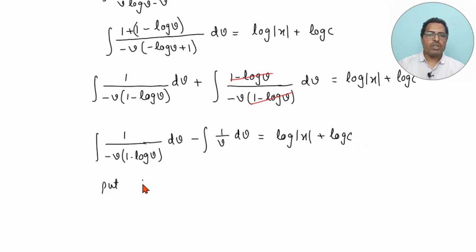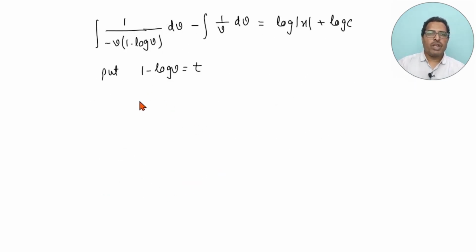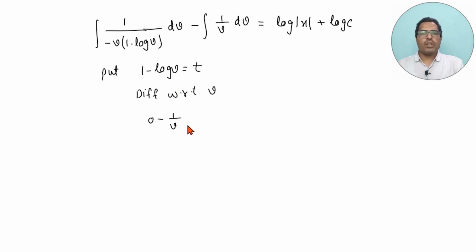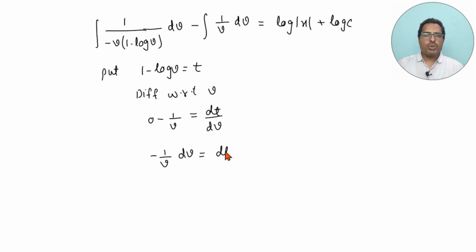So put the value of 1 minus log of v to be equals to, say, some t, and we will try to differentiate this one with respect to v. So if we try to differentiate this with respect to v, we get derivative on the constant is 0, log of v will be 1 by v, that is equals to, differentiation of t with respect to v will be dt by dv. Since we have minus 1 by v over here, so retain that minus 1 by v as it is, send this dv, because we have dv over here, send that dv on the other side, will be equals to dt.